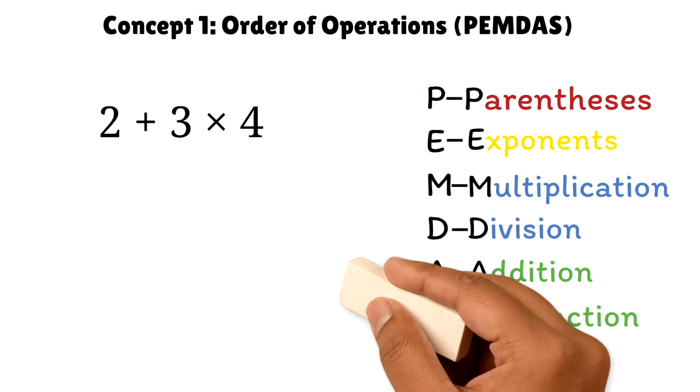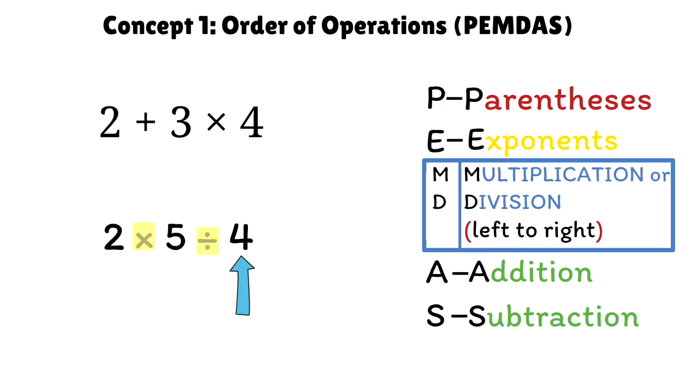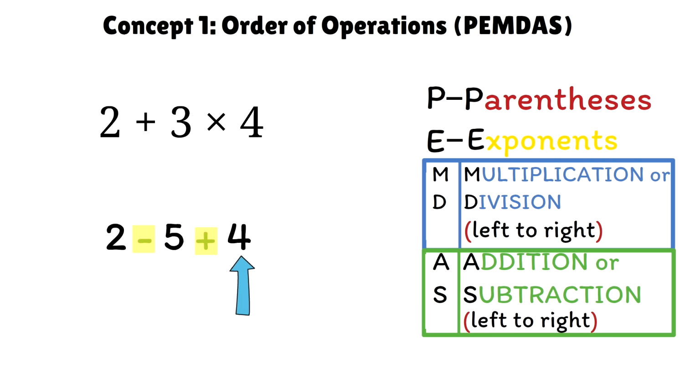However, note that multiplication and division are considered to be the same level, so they are worked from left to right. For example, let's say we have 2 times 5 divided by 4. Since both multiplication and division are on the same level, we'll start solving from left to right. Similarly, addition and subtraction are also on the same level, so they are worked from left to right. For example, if we had 2 minus 5 plus 4, again, since both are on the same level, we'll start solving from left to right.